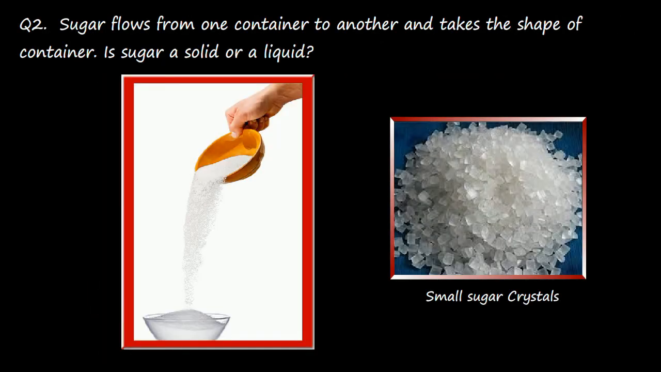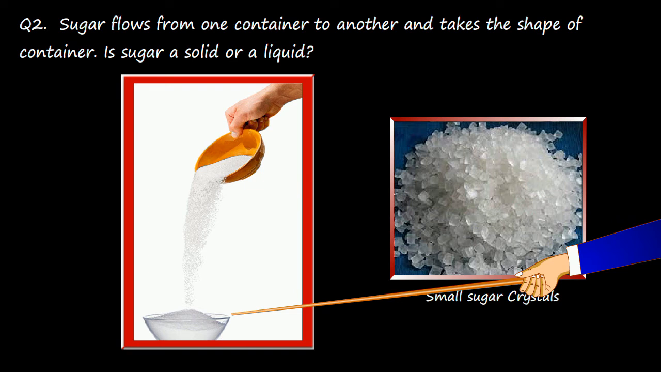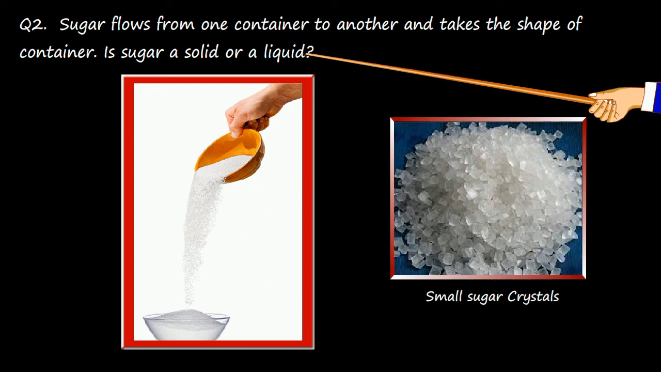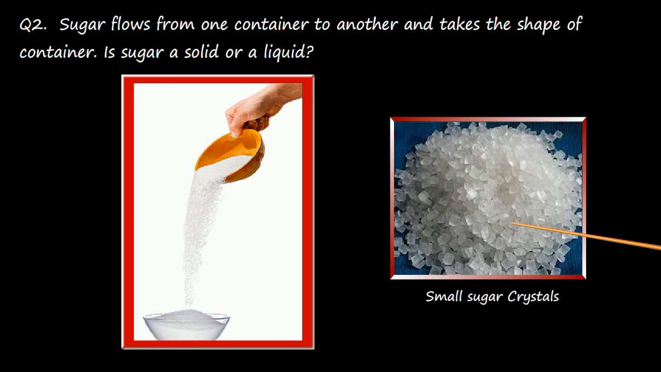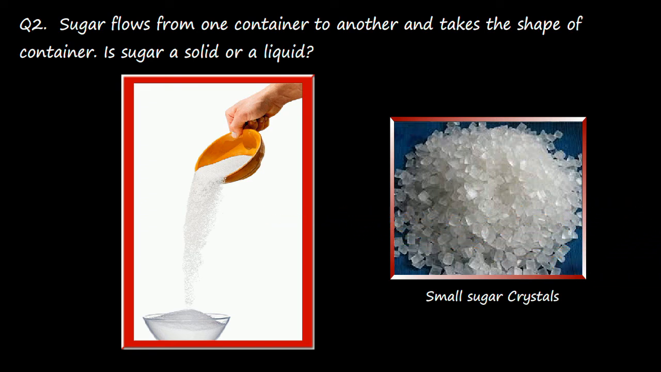Question number 2. Sugar flows from one container to another and takes the shape of the container. Is sugar a solid or a liquid? Answer is that sugar contains lots of small solid crystals, and the individual crystals of sugar are not changing their shape. Although the sugar is flowing, sugar is not a fluid because the individual sugar crystals are not deforming. Therefore, sugar is solid and not liquid.